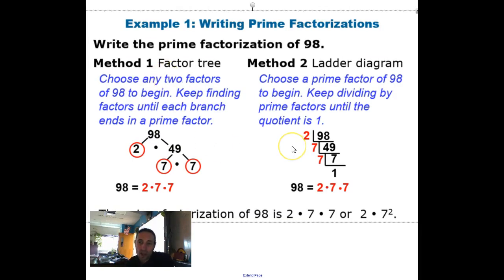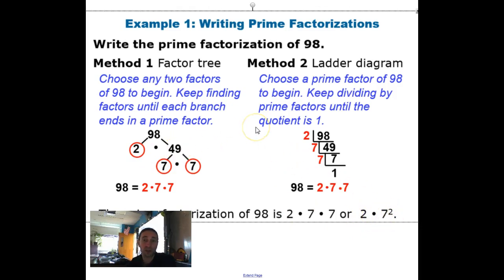Okay, so there are 2 methods to do prime factorization. Method 1, if we look at the number 98, you do what's called a factor tree, and we break it down. All right, well, 98 is an even number, so 2 goes into 98 49 times. All right, so 2 is prime. And then 49, let me think, 49 is 7 times 7. All right, so I've got 2, 7, and 7, or 2 times 7 squared.